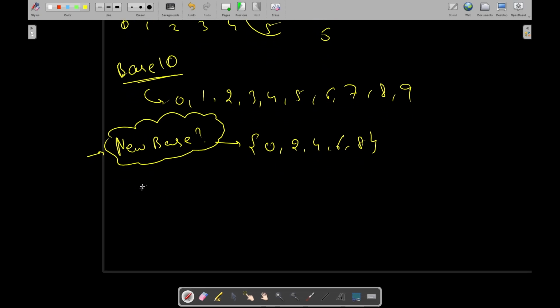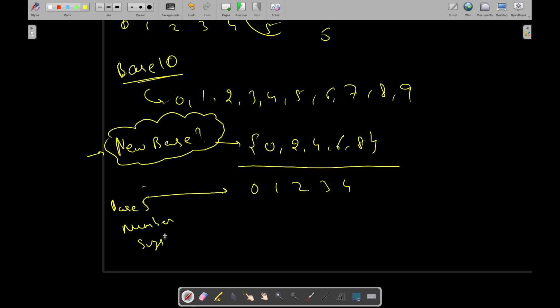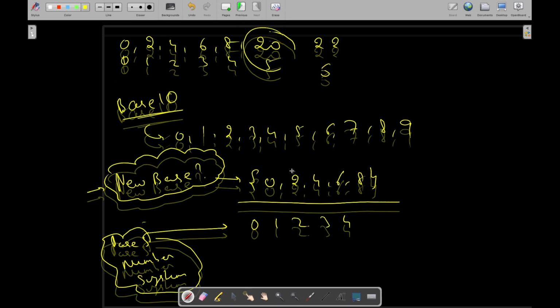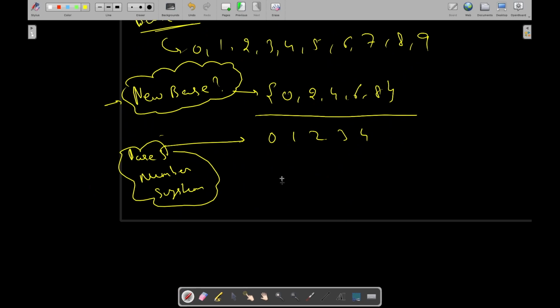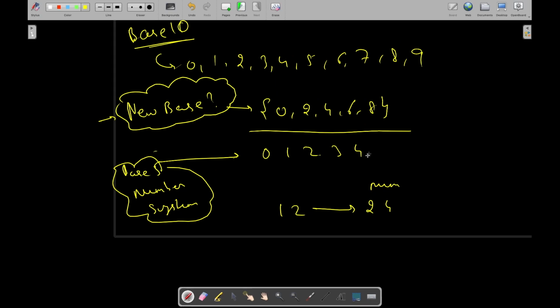Let's say I don't have these numbers. Instead I have 0, 1, 2, 3, 4, and this is the base 5 number system. You see, the solution is actually pretty simple. If I can represent a number as 12 in base 5, this is equal to 24 in the new base system, right? What I observed was that if I have a number in base 5, I can simply multiply the digits by 2, and that will give me my answer in the new base system.